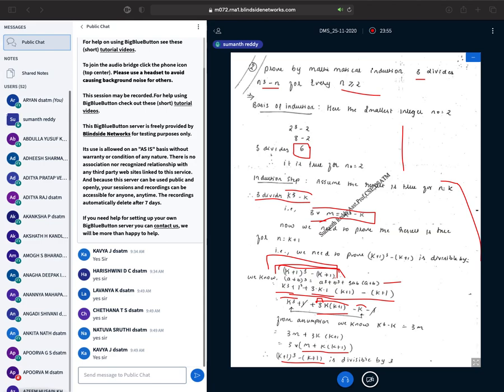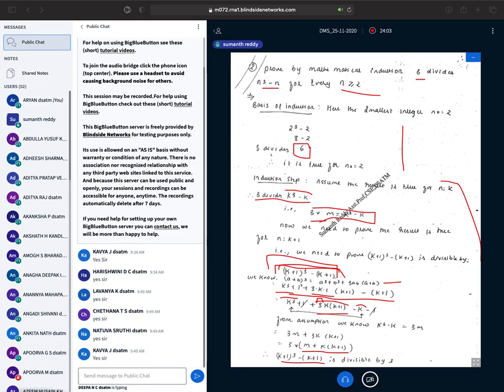Any doubts in these two problems, students? Can I go with the next problem? Are you understanding this problem, students? Can I go with the next problem?